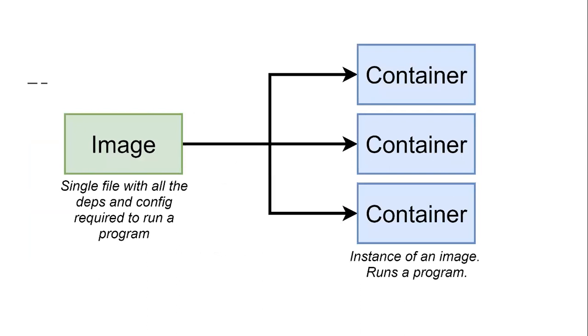First and foremost, whenever we try to create a container, we have to write an image. So what exactly is an image? An image is a single file with all the dependencies and config that are required to run a program. When we run an image, it creates a container. What is a container? A container is a running instance of the image. So a container is the running program, right? You create images, and when you run the images, it creates multiple containers as per your requirement.